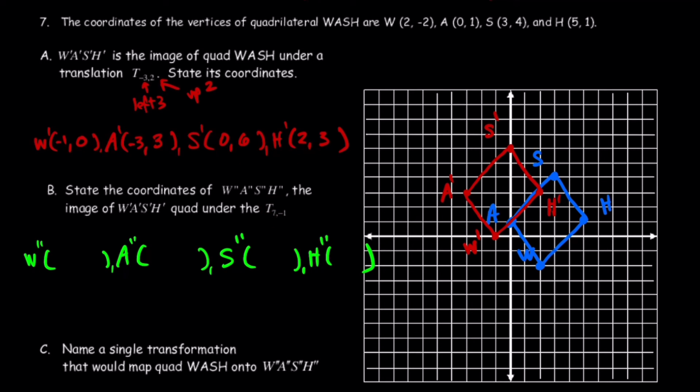Okay, so -1 plus 7 is 6. Go to the A prime. -3 plus 7 is 4. The S prime, 0 plus 7 is 7. And then the H prime, 2 plus 7 is 9.